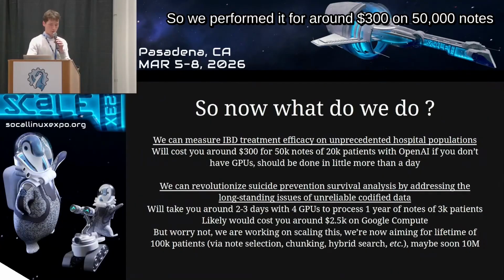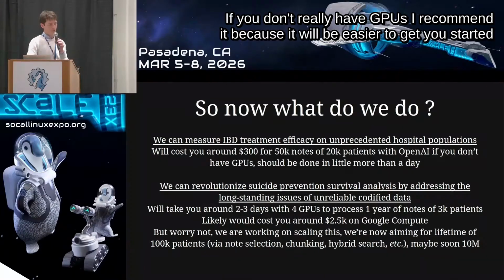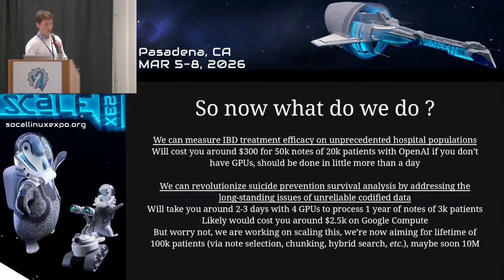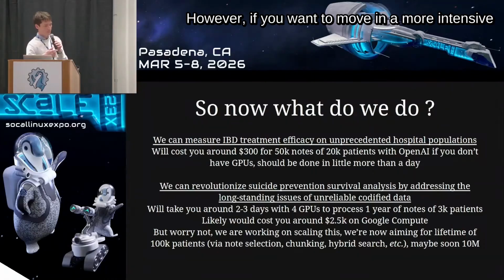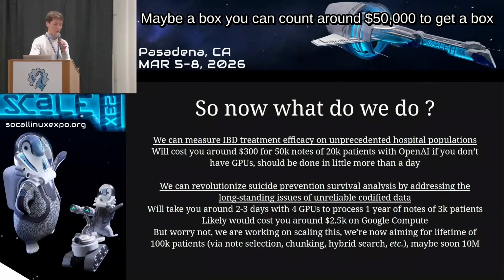So we performed it for around $300 on 50,000 notes. This was with the OpenAI GPT-5. If you don't really have GPUs, I recommend it because it will be easier to get you started. However, if you want to move to something more intensive, it might be worthwhile to invest in GPUs. Maybe you can count around $50,000 to get a box.